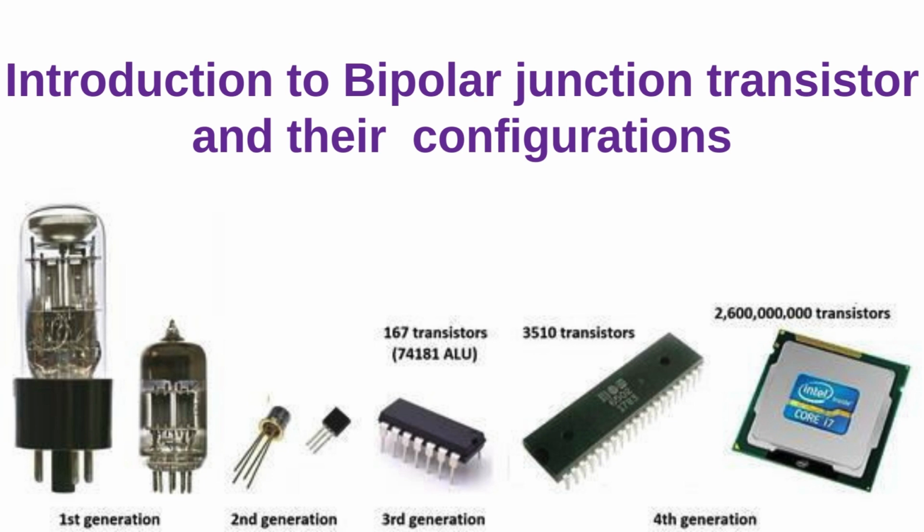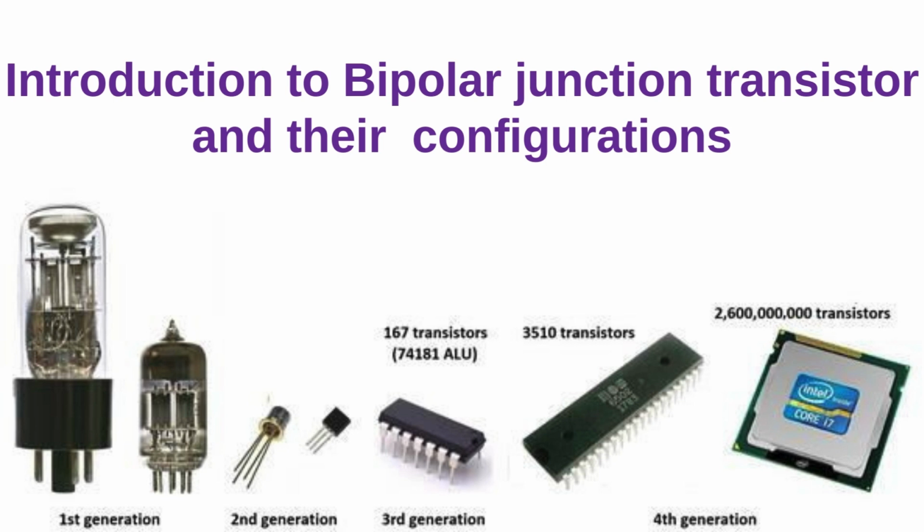Now, these are the different types of transistors. The first generation used vacuum tubes, and the size was very large. The second generation consists of 3 pins or 4 pins. For laboratory purposes, we normally use 4 pin, or second generation, transistors.